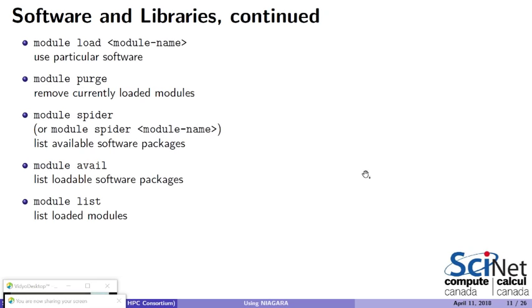Once you've seen that list and spotted something you like, you can load it, just saying module load and then that module name. If you've loaded a whole bunch of stuff and you just want to start over again, you can do module purge to remove all the loaded modules. Module spider we just talked about, but there's a number of extra uses of having spider find things for you. There's module avail, which I'll talk about in combination in a second, and module list to see what you've loaded.